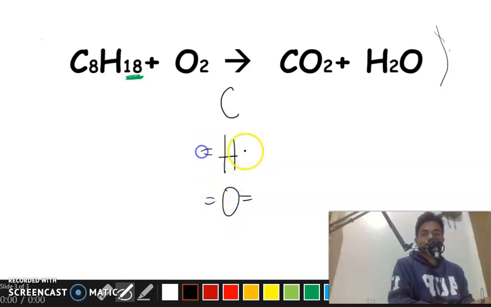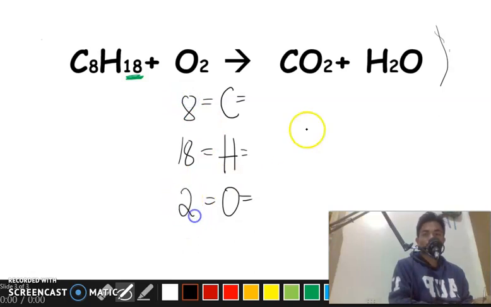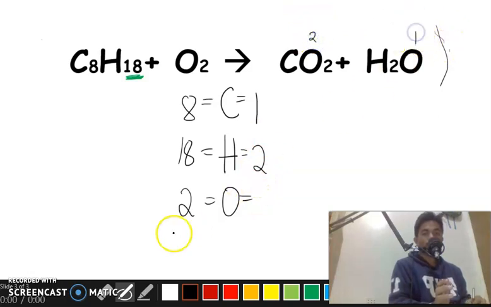Your H on the reactant side is going to be 18, your carbon is going to be 8, and your oxygen is going to be 2. For your product side, your carbon is going to be 1, your hydrogen is going to be 2, and your oxygen is going to be 2 plus 1, which is going to be 3.